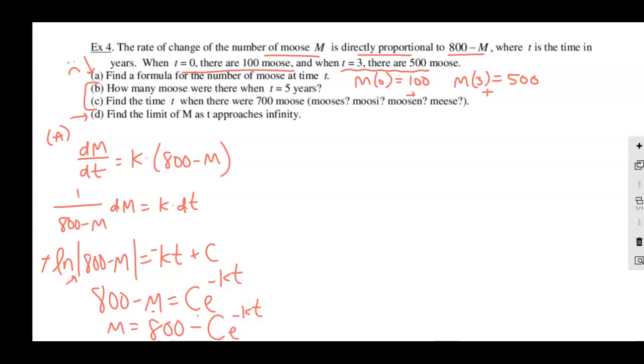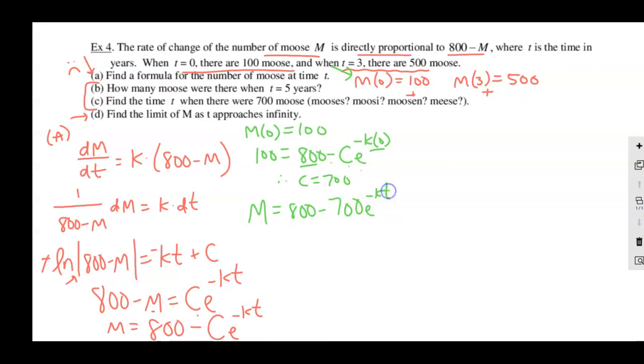Now let's use the two conditions to solve. Let's use this one first. e to the 0 is 1, so then 800 minus c is 100, therefore the c value is going to have to be 700. And then we can go through and plug it in. Then we could use the second condition to solve for the second constant. Let's do that one over here. Let's use this one. Okay, and then let's do all the algebra.